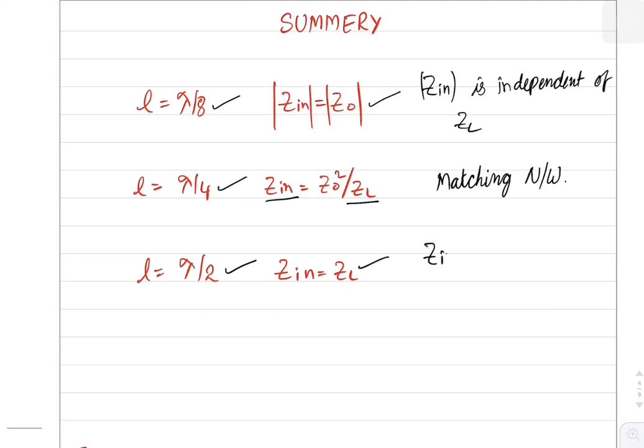That means the input impedance of the transmission line is independent of characteristic impedance. And you know that the characteristic impedance is dependent on R, L, G and C. If the length of the transmission line is lambda by 2, there is no need for you to worry about the characteristic impedance of the transmission line.